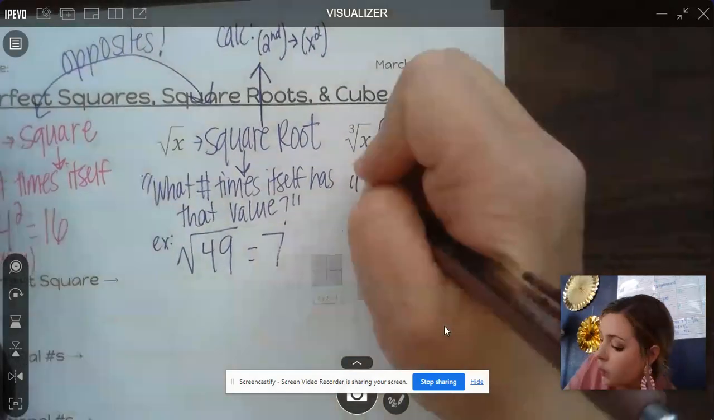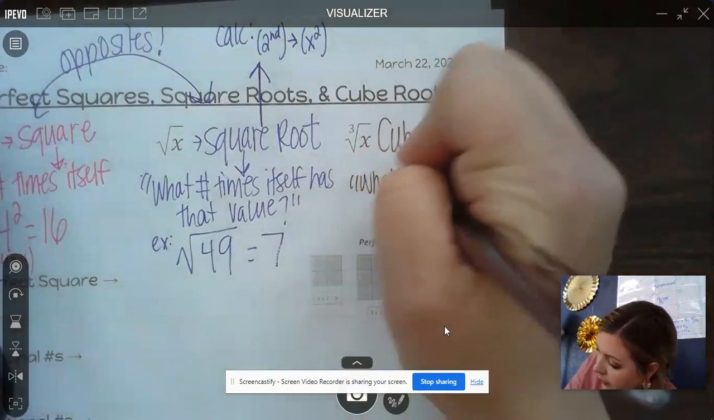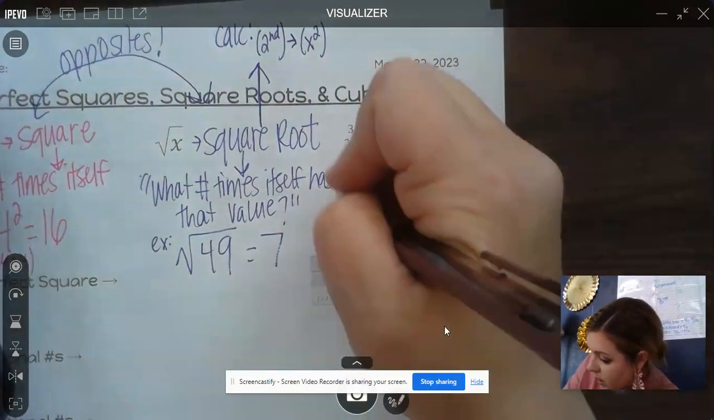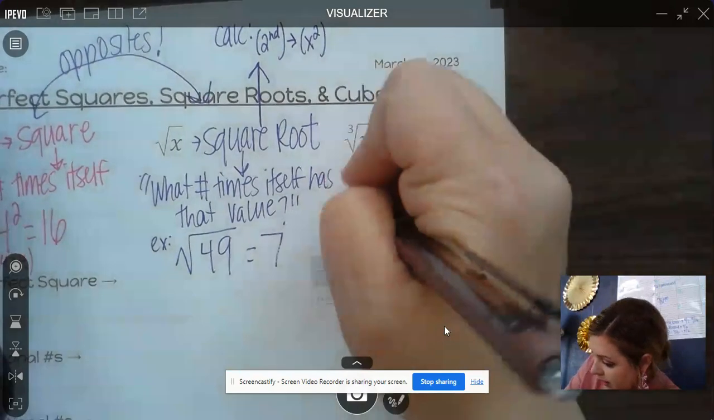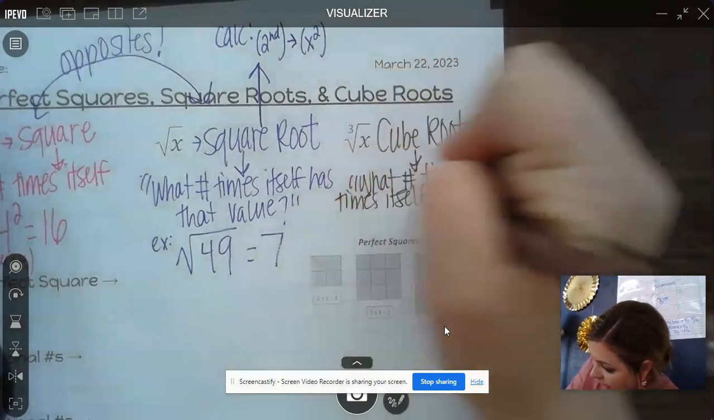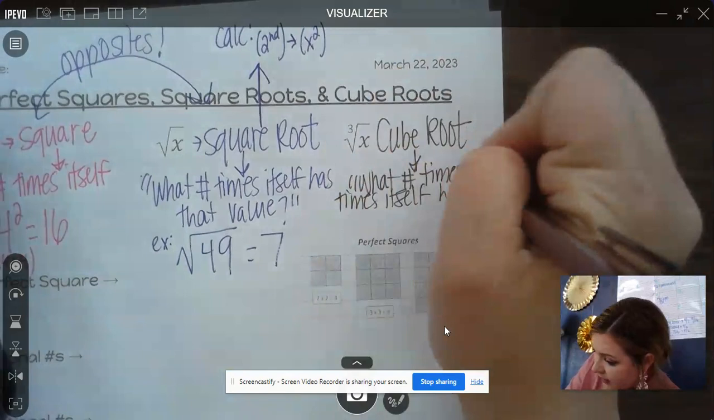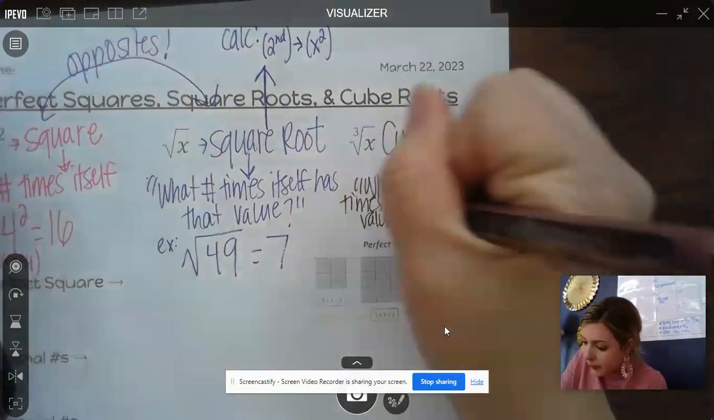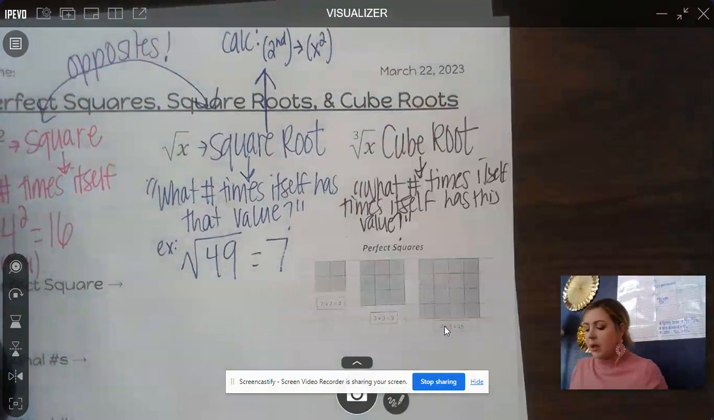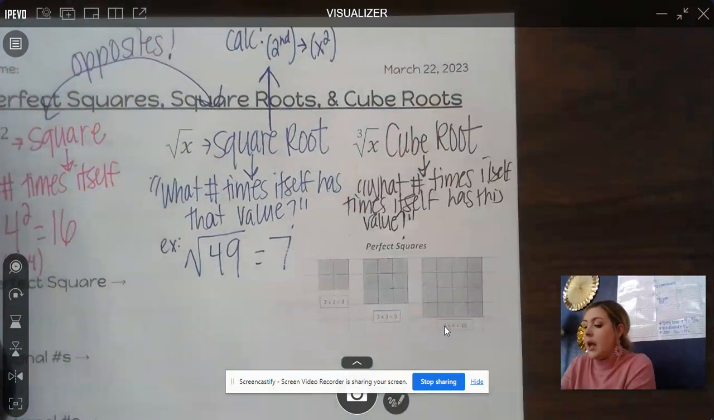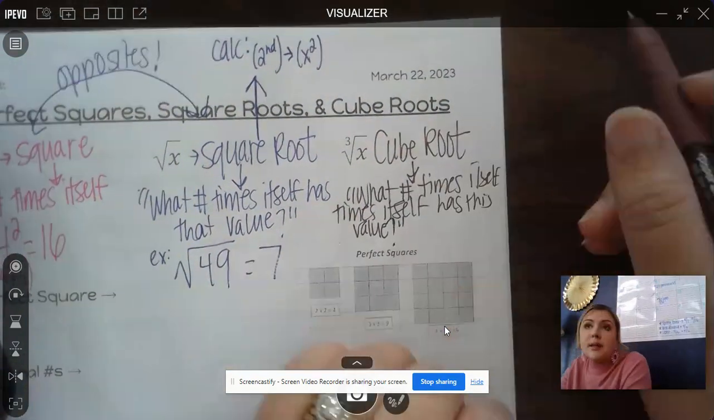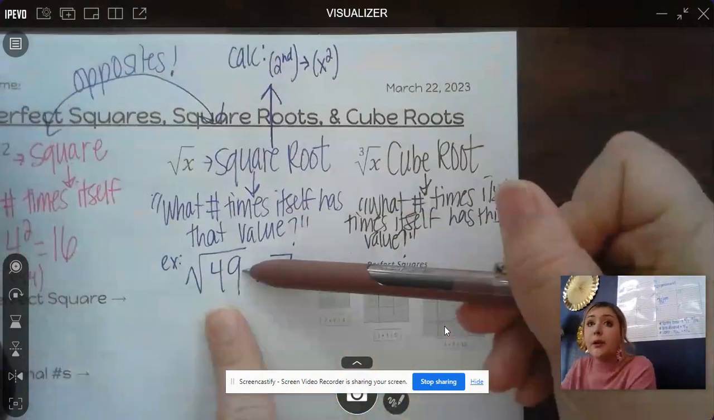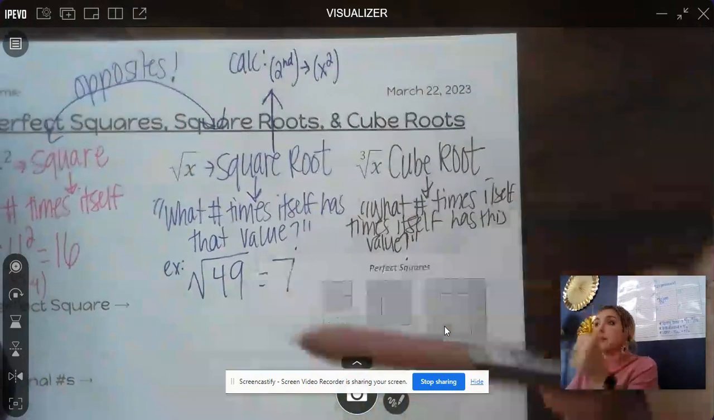Correct. So we're going to say what number times itself has this value? Okay, that's a question mark. And again, the calculator can do this for us, because you're going to learn in a second, you know a lot of these perfect squares, because you know 3 times 3 is 9.